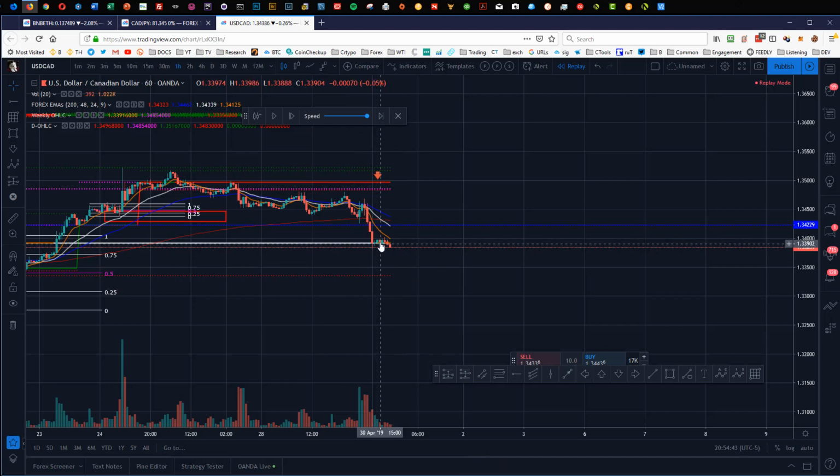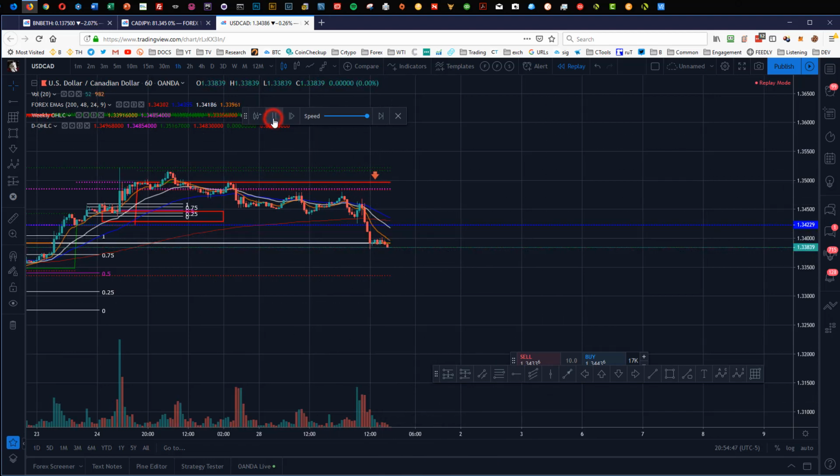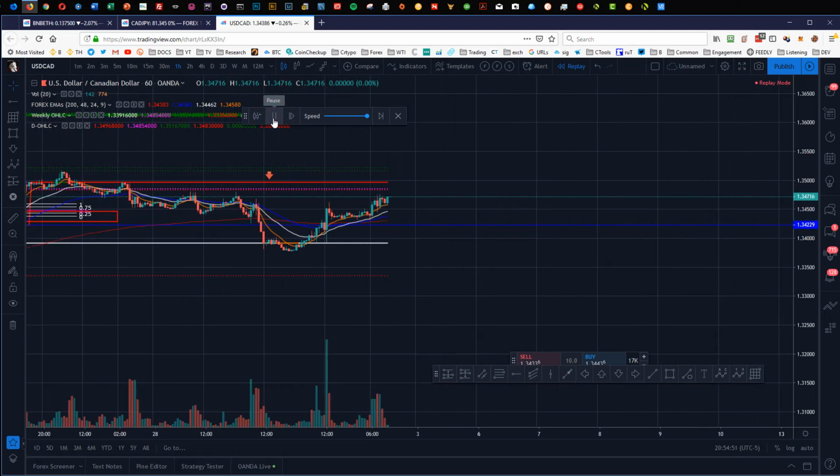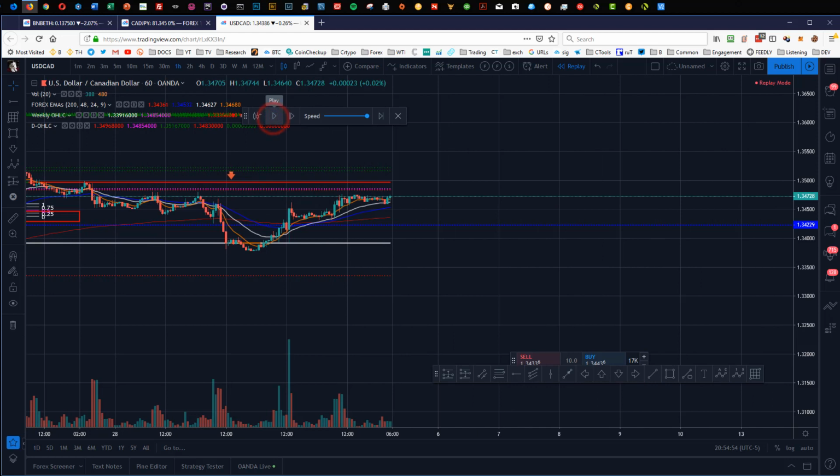You would expect some kind of reaction at the weekly open. There was a little bit, and it did find support at the weekly open. That would have been another trade setup here. And you notice at this point we got confirmation that it was turning bullish when the 9 bounced over the 24, and then you have the 48 getting above the 200.